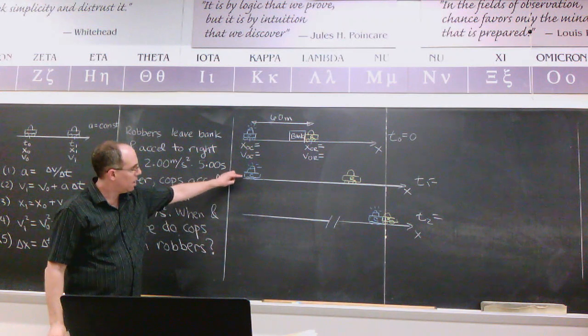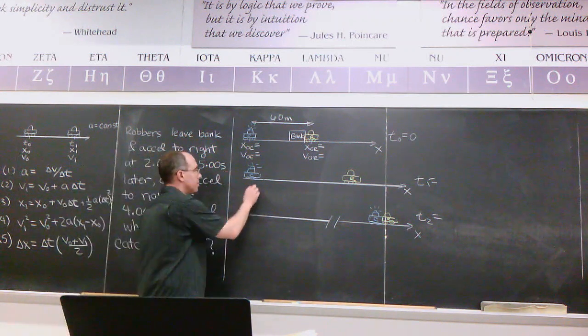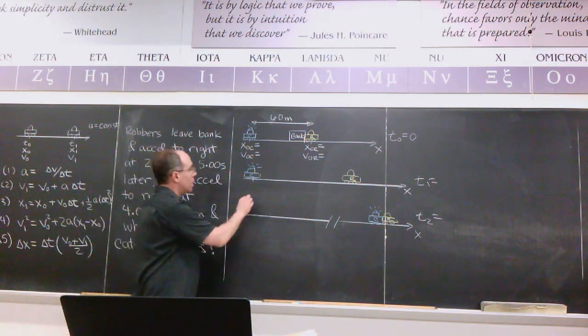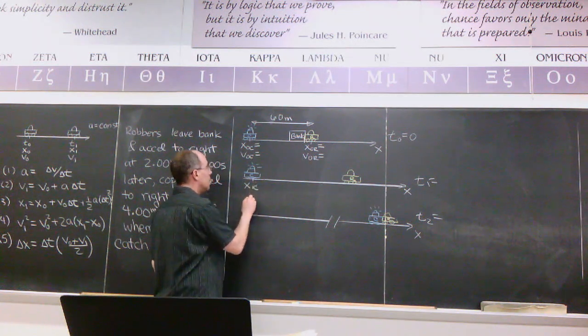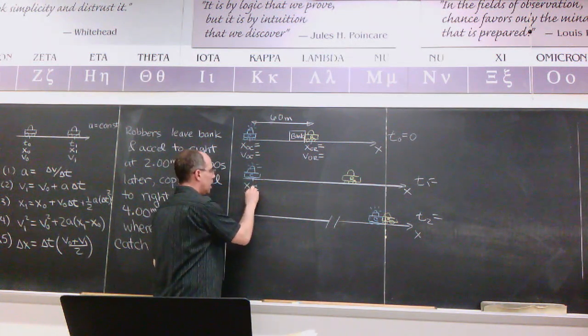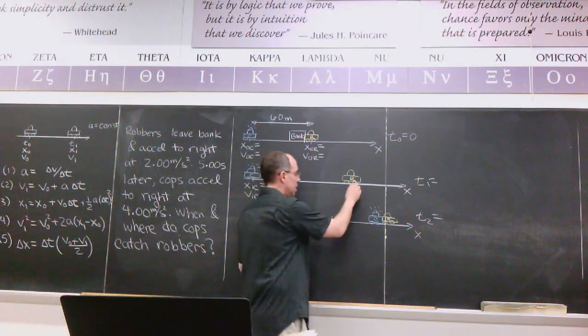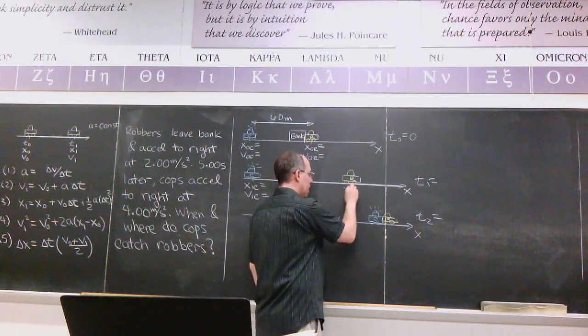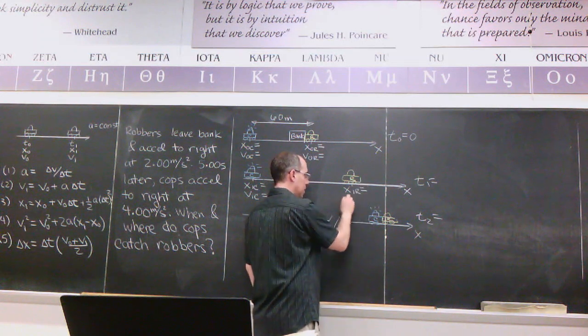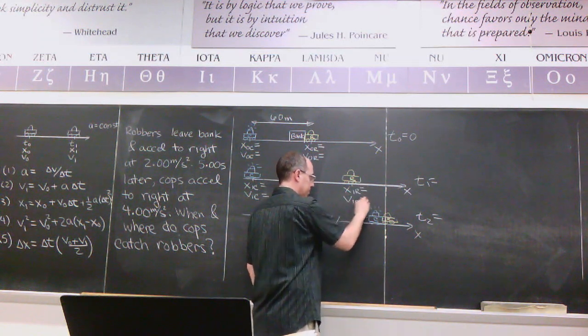Okay? At time 1, the cops are at position x1 cops. The velocity is v1 cops. The robbers are at position x1 robbers. Velocity v1 robbers.